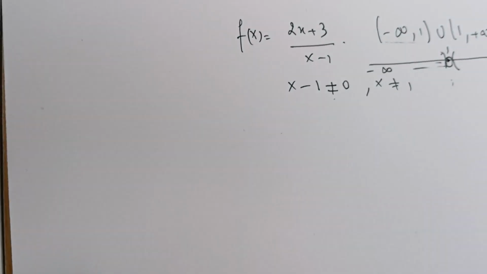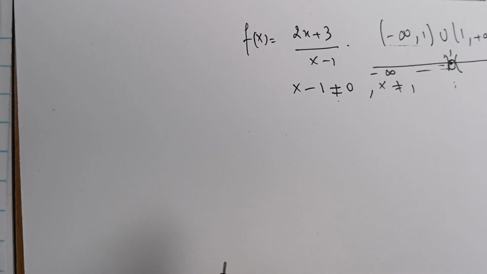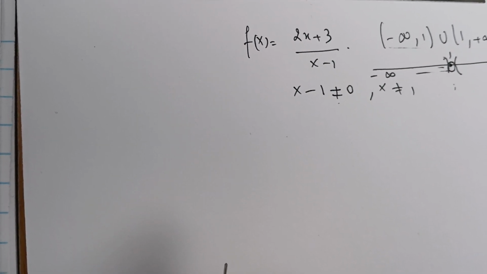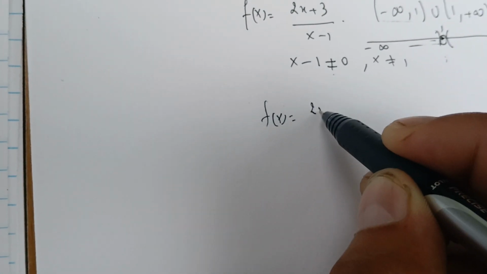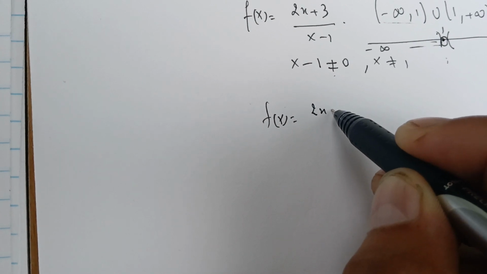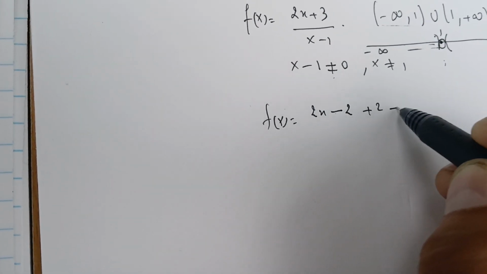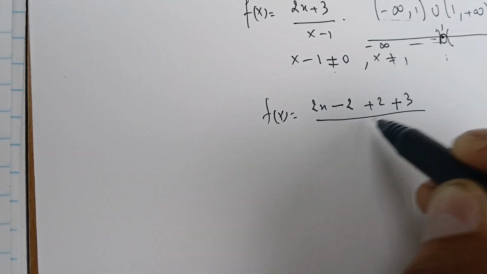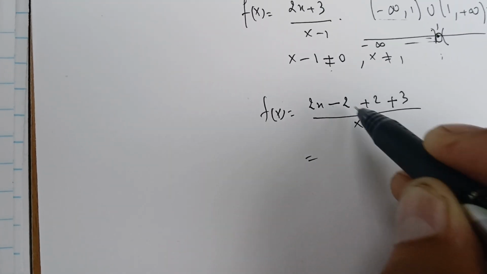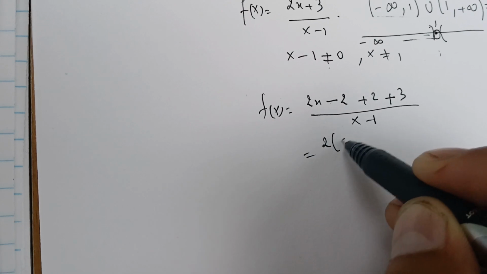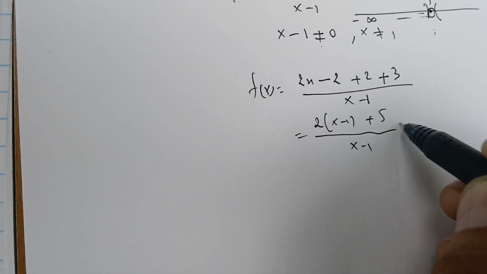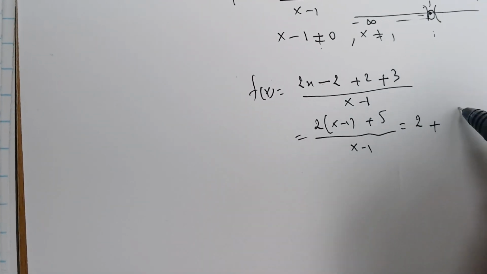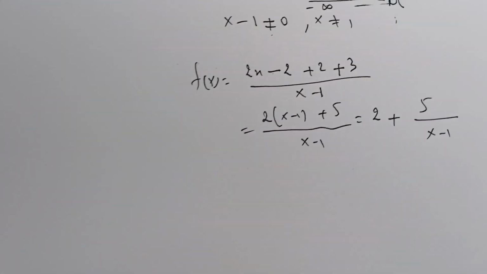Now we can rewrite this function in a different manner, so let's do it. f of x is 2x, if we subtract 2 and add 2, notice what's going to happen. On the top here we're going to have 2 times (x minus 1) plus 5, and we divide everything by x minus 1, so we have 2 plus 5 over (x minus 1).